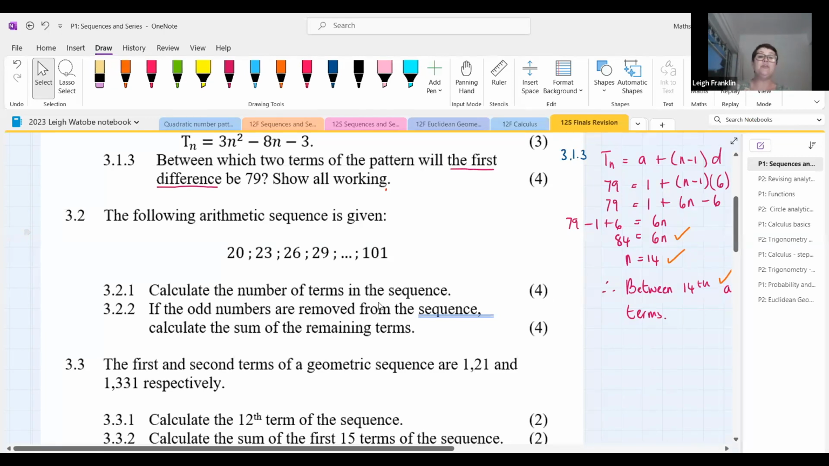Okay, so now we jump into an arithmetic sequence. It goes 20, 23, 26, 29, up to 101. Now they want us to calculate the number of terms in the sequence, and then they want us to calculate, sorry, I beg your pardon, if the odd numbers are removed from the sequence, calculate the sum of the remaining terms.